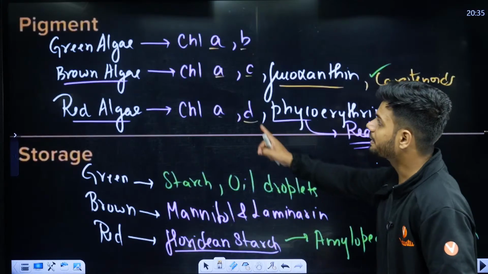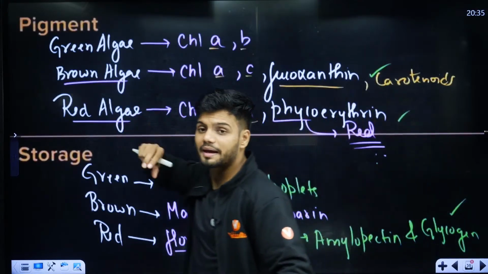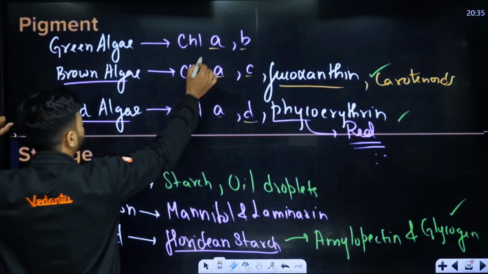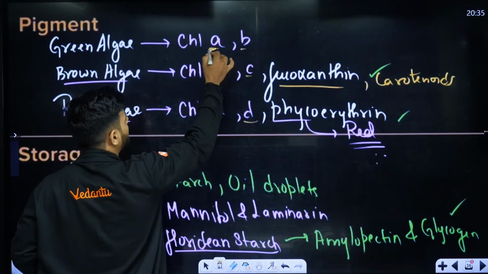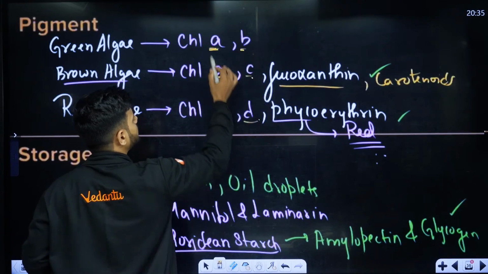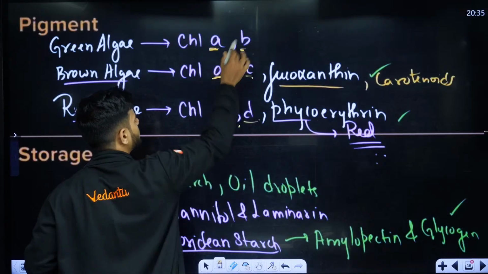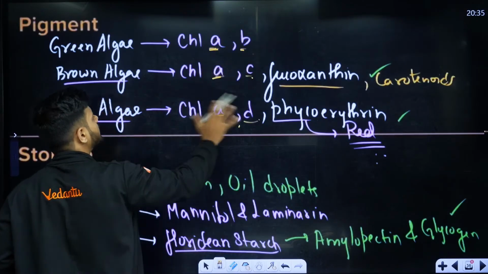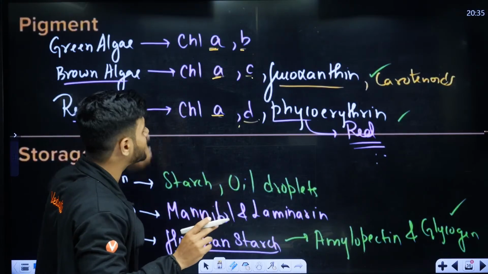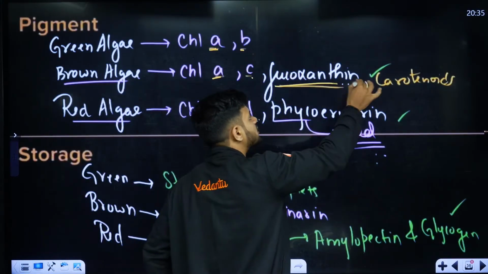Now this is the main thing. Pigment. What makes each algae different? So in the case of green algae, we have chlorophyll A. See, chlorophyll A is common. Here we have B, C, D, A, B, C, D, right? That's how you can remember. Here, students, understand, in brown algae there is something called fucoxanthin.